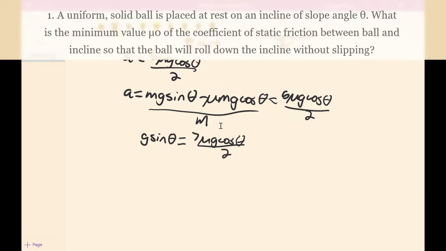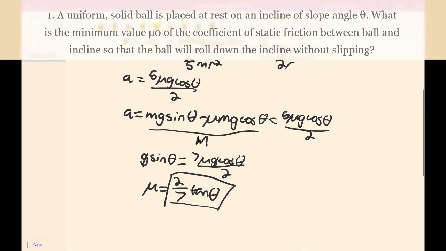So now we can just cancel out this g, of course, and then we're trying to find mu. So mu would just be equal to 2 over 7 times tangent theta. And so that is the answer to the first problem. Does anyone have any questions?